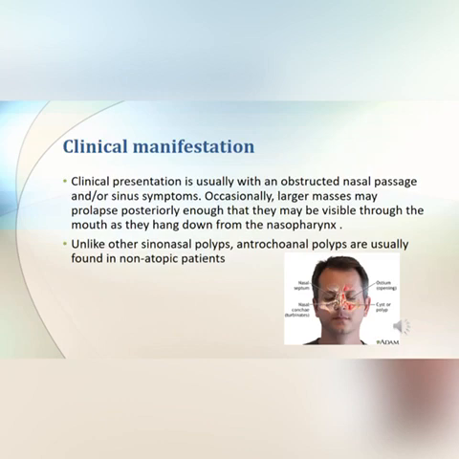Clinical presentation is usually with an obstructed nasal passage and or sinus symptoms. Occasionally, larger masses may prolapse posteriorly enough that they may be visible through the mouth as they hang down from the nasopharynx. Unlike other sinonasal polyps, antrochoanal polyps are usually found in non-atopic patients.